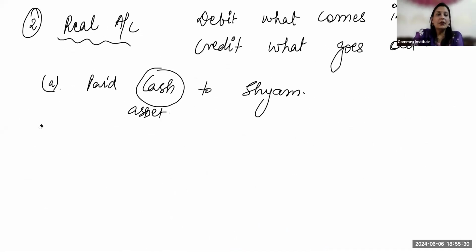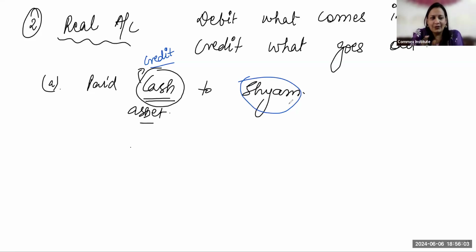Okay. Now, here, cash is my real account. Now, is the cash coming in or is cash going out? Cash is going out. So what do I have to do with the cash? I have to credit it. I'll have to credit the cash because it is going out. So obviously, what do I do with Shyam? I'll have to debit it.